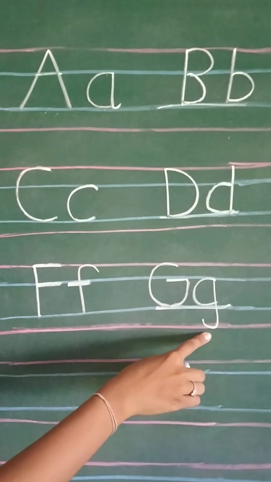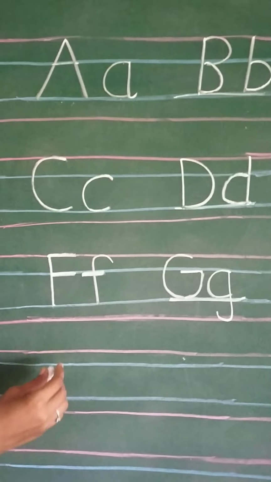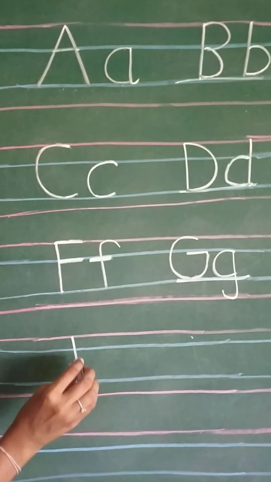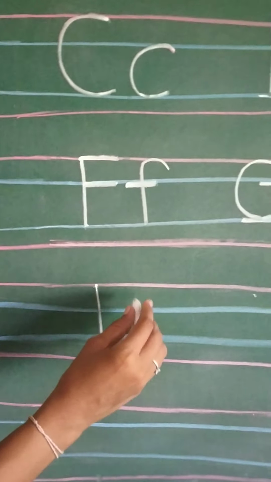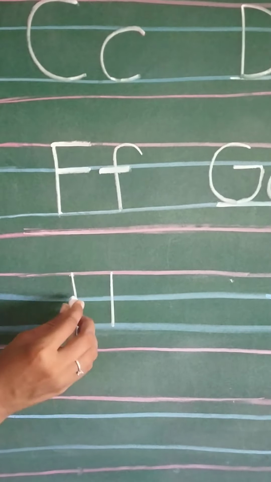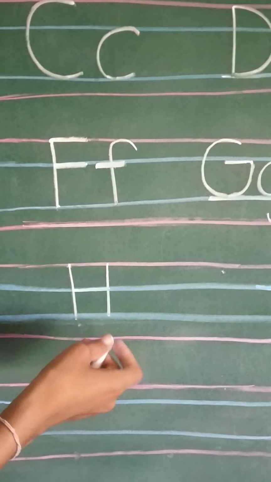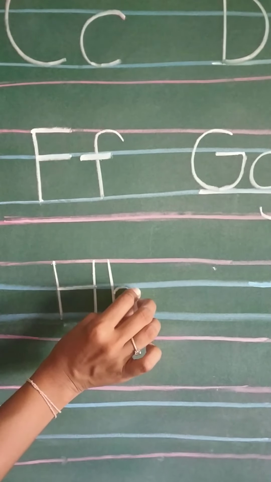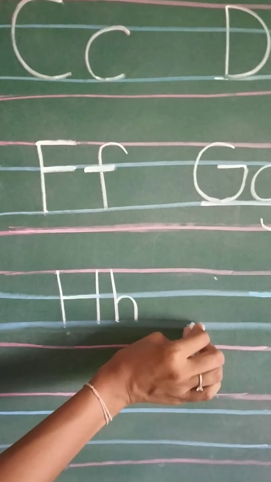This is small g. Now in the next line, right here, letter H. Standing line. Again standing line and sleeping line. Which letter is this? Letter H. Now small h. Standing line. Curve. Standing line. Small h. Now H after which letter?